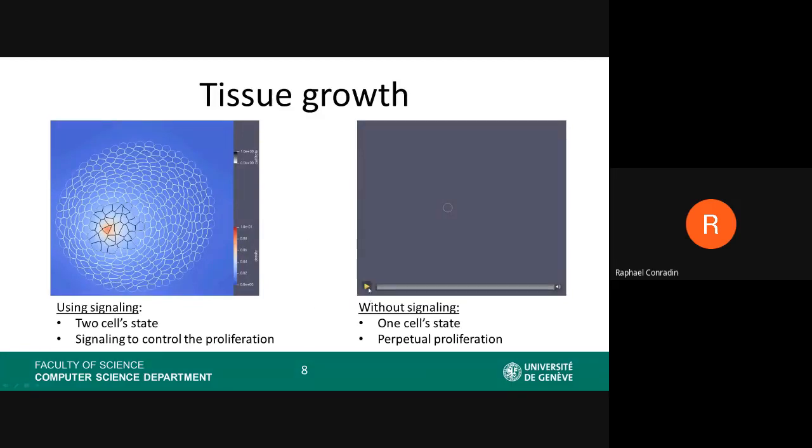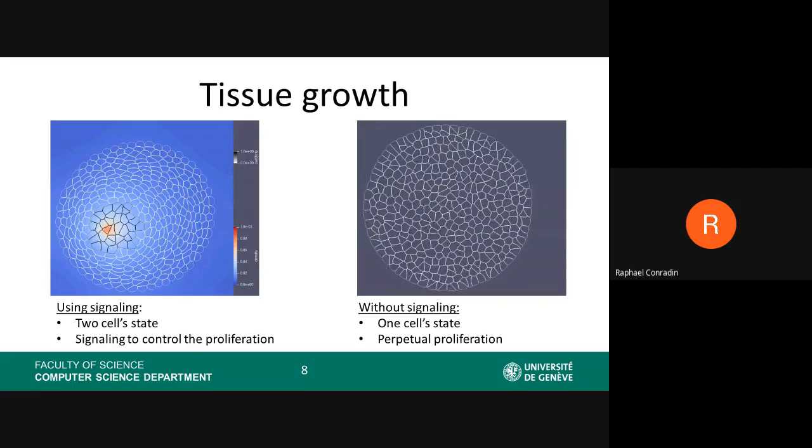And we did the same, but without signaling. We end up with something which is a lot quicker, but it causes some problems because the cells are growing everywhere at the same rate, so it gives a less realistic picture than with the signaling.